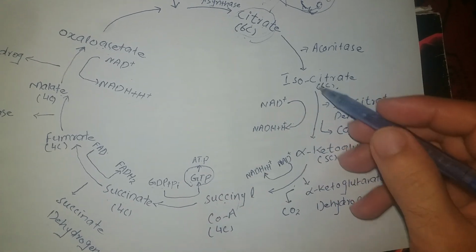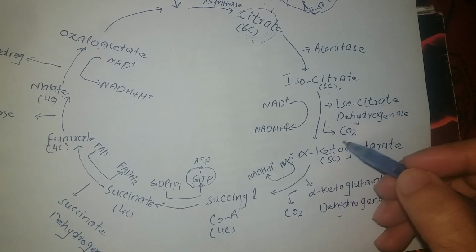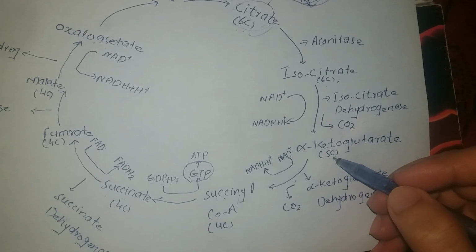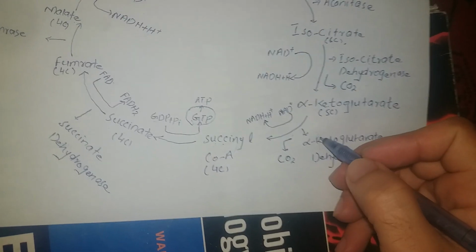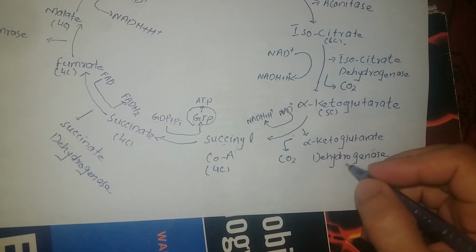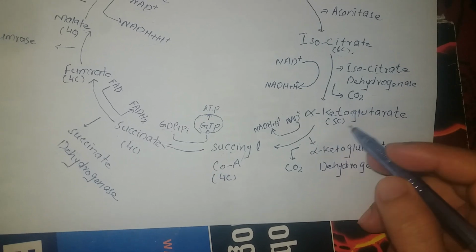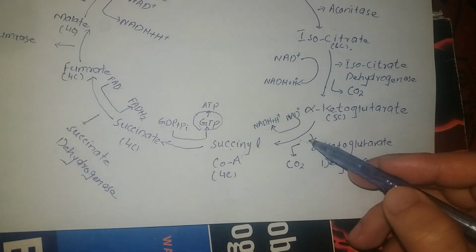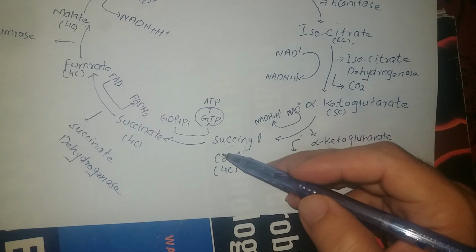In this step, not only dehydrogenation occurs but also decarboxylation, meaning one carbon is removed as carbon dioxide. So the next compound will contain 5 carbon atoms, which is alpha-ketoglutarate. In the next step, again dehydrogenation and decarboxylation both occur. So again a dehydrogenase enzyme is involved: alpha-ketoglutarate dehydrogenase removes hydrogen from alpha-ketoglutarate and adds it to NAD to form NADH, and one carbon is removed as carbon dioxide. So the next compound will contain 4 carbon atoms, which is succinyl-CoA.